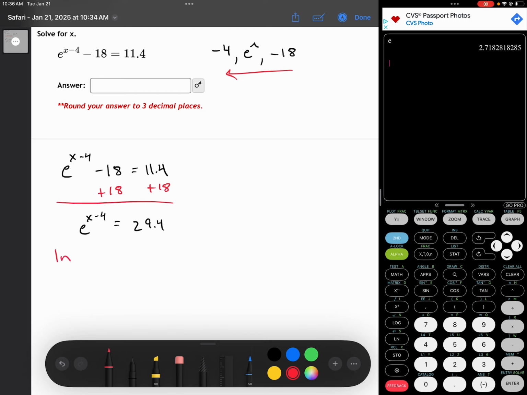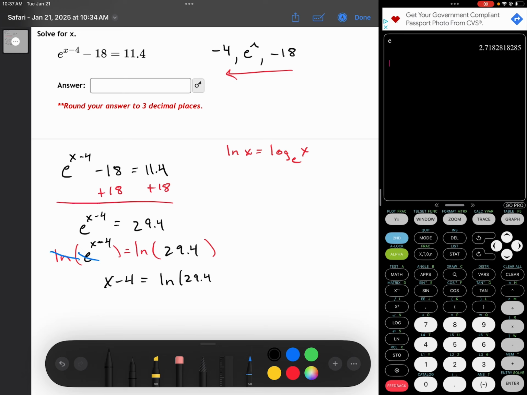We're going to do the natural log of both sides. And when you do the natural log, remember that that is a base of e. So remember, the natural log of x is the same thing as log base e of x. And that's why we're using the natural log, because that will cancel out this e to the x minus 4 that we need to get rid of. So in doing the natural log of both sides, that gets the bases of e to cancel. So you're left with x minus 4 is equal to the natural log of 29.4.